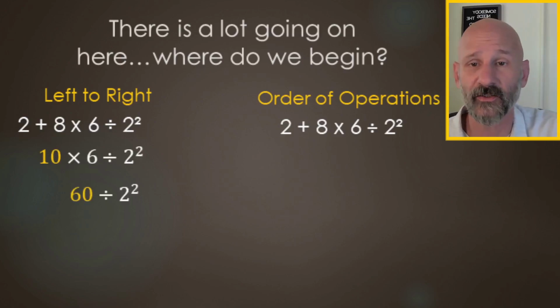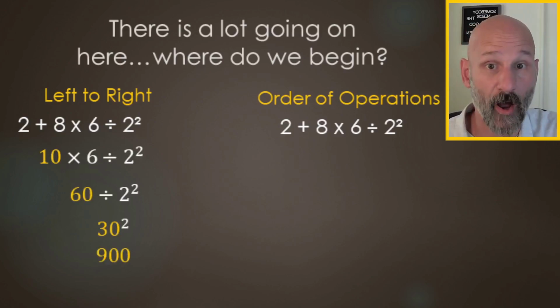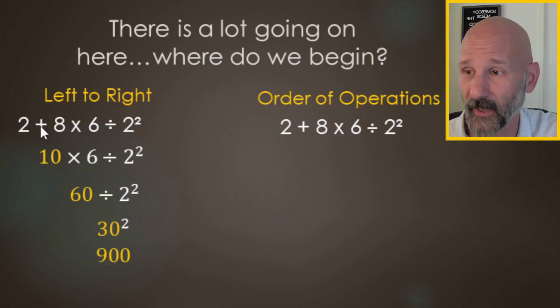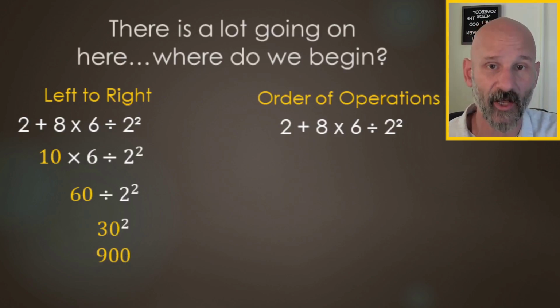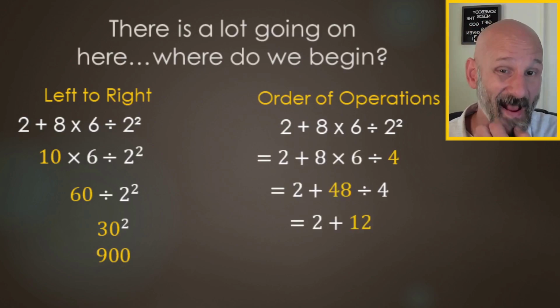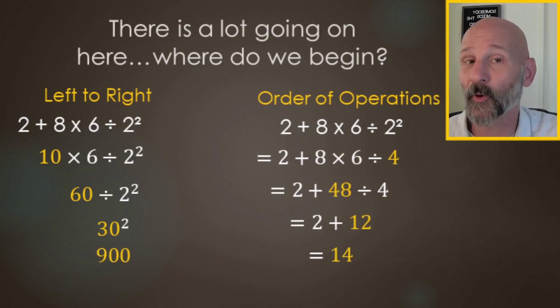Okay, so here's what it looks like going left to right, which is wrong. So don't do this. Okay, so here we go. 2 plus 8 makes 10, then times 6 is 60, divided by 2, 60 divided by 2 is 30, and then squared makes 900. That's wrong, right? We want to do PEMDAS. We want to do order of operations. So here's what it looks like with the proper order of operations.